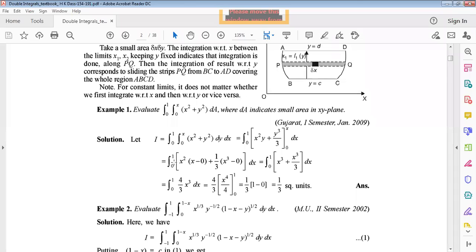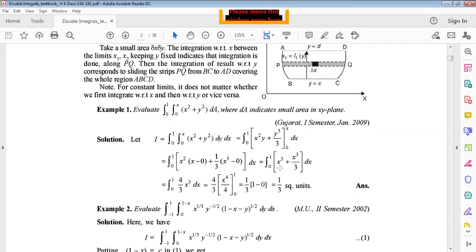Now taking another integration with respect to x. dx means with respect to x, from 0 to 1. This will be x cube plus x cube by 3. Now taking the integration of x cube with respect to x: x to the power 3 plus 1 divided by 3 plus 1.